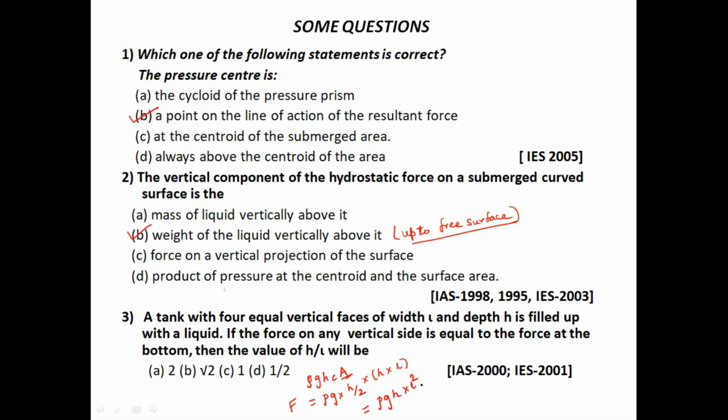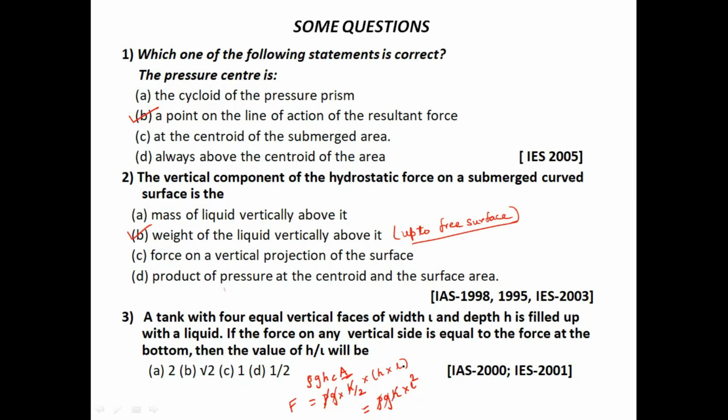Into L square. Because the vertical side, the vertex face, is the L. So that is the force acting on it. So if you do H by L, which you were asked to find out, rho G will be cancelled out from here.